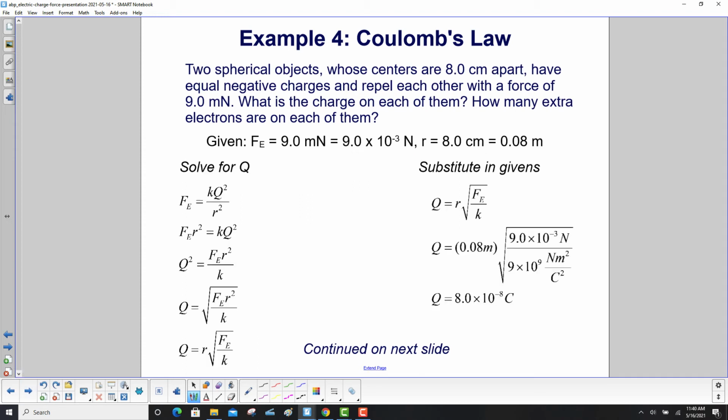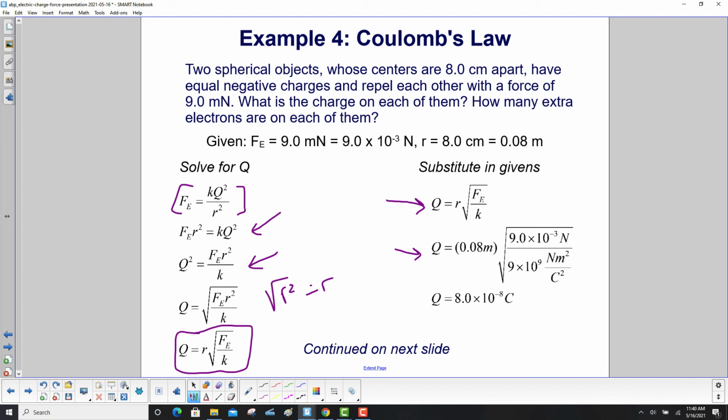We need to solve this equation for Q. Multiply both sides by r squared, then divide both sides by k, and go ahead and put Q squared on the left. Then Q is the square root of force times r squared over k. Now, you don't have to do this, but this will save you an extra step in multiplying. Pull the r squared out. What's the square root of r squared? Well, just r. So our Q is going to be r times the square root of the force over k. We now substitute in our givens, and we get the charge on each one of these objects is 8 times 10 to the minus 8 coulombs.